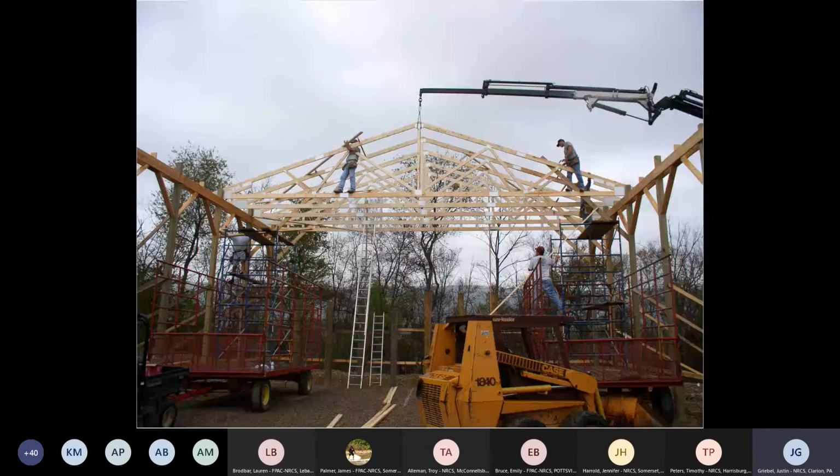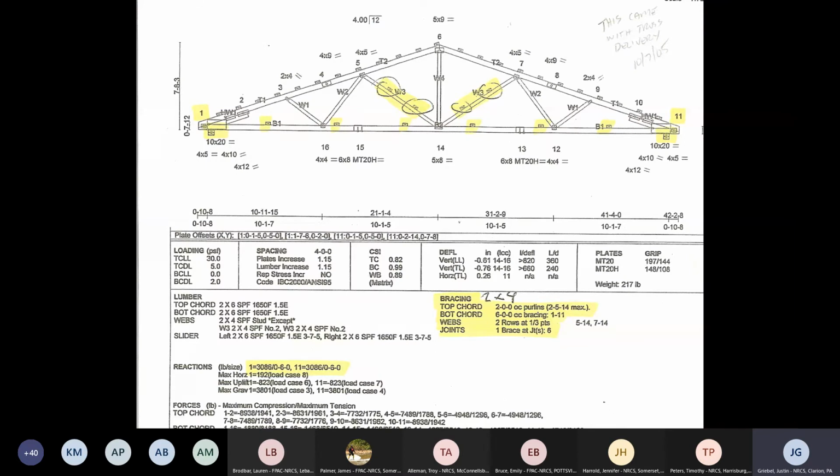Here we're installing trusses on one of our facilities. You can see we've got a crane hanging the trusses. And one of the important things to check whenever you're inspecting a truss, this is the truss shop drawing. There's a lot of information on here. At the top, you can see the web members that are circled there. That's our continuous lateral bracing that's specified by the truss designer.